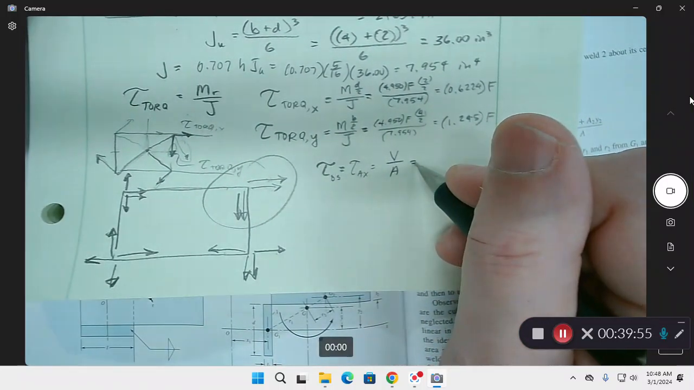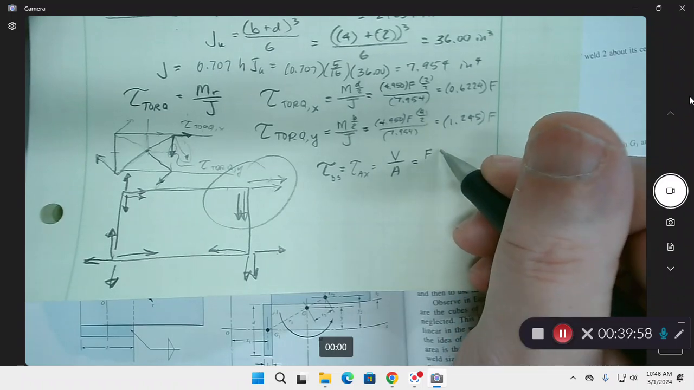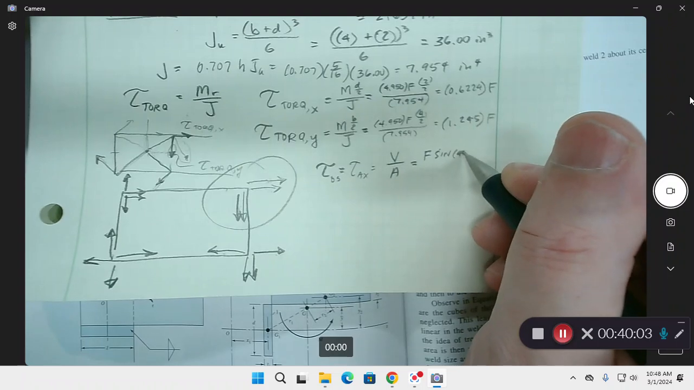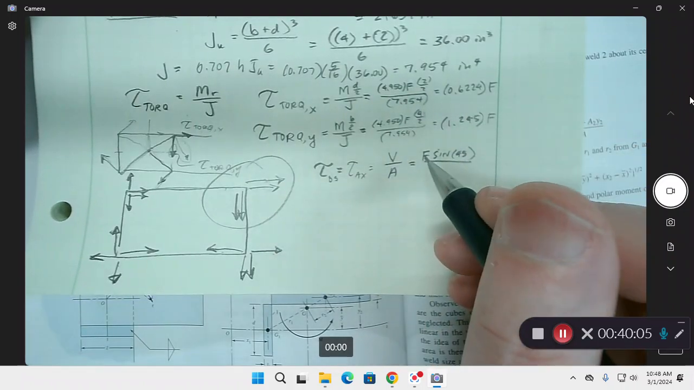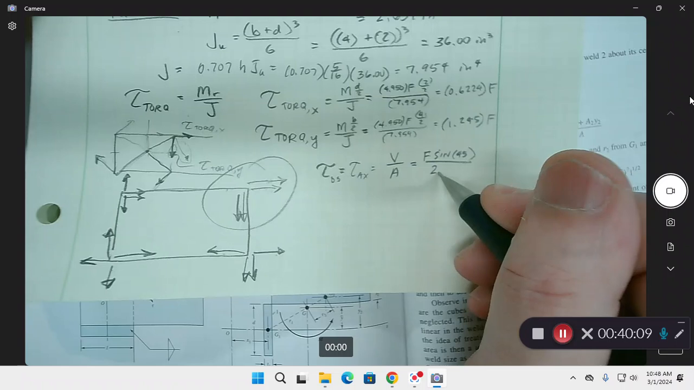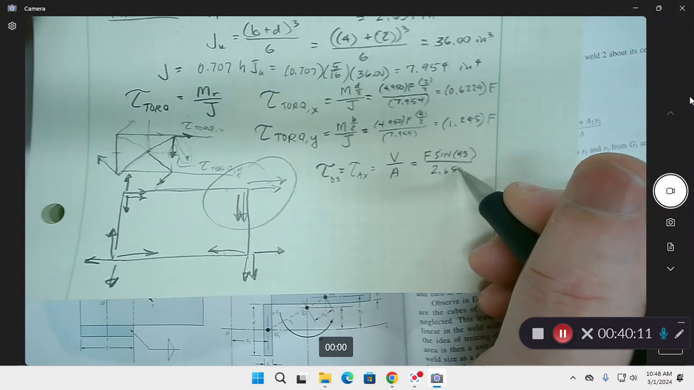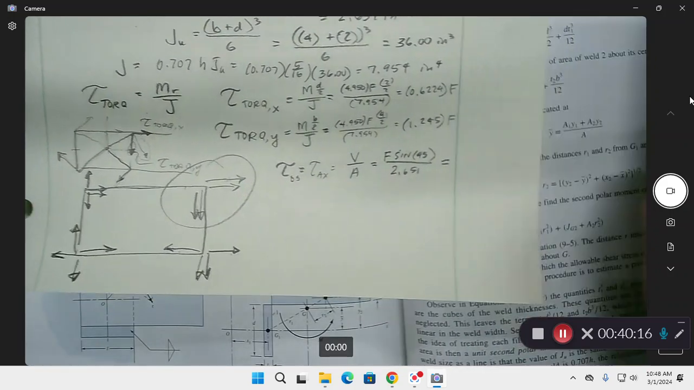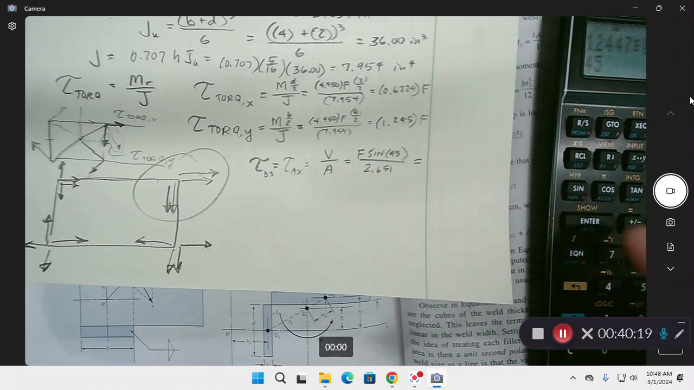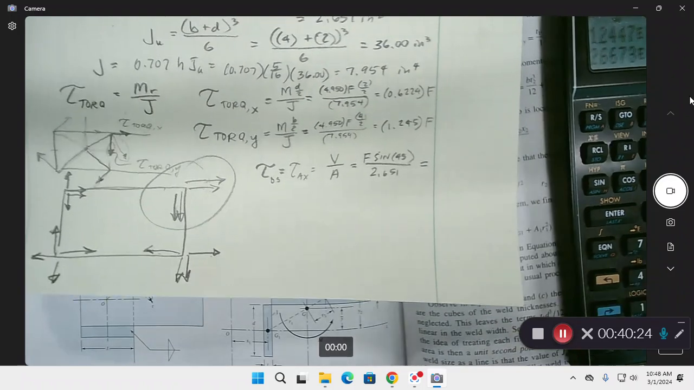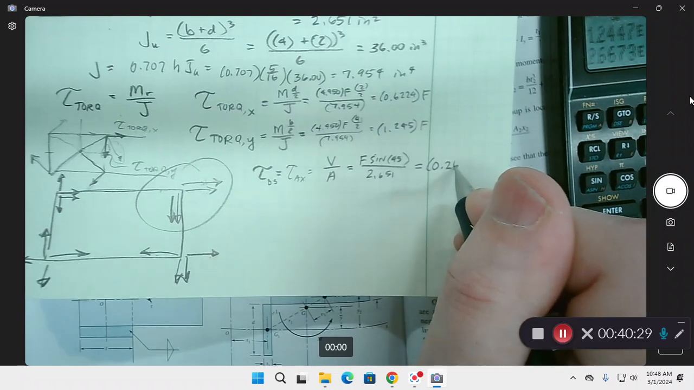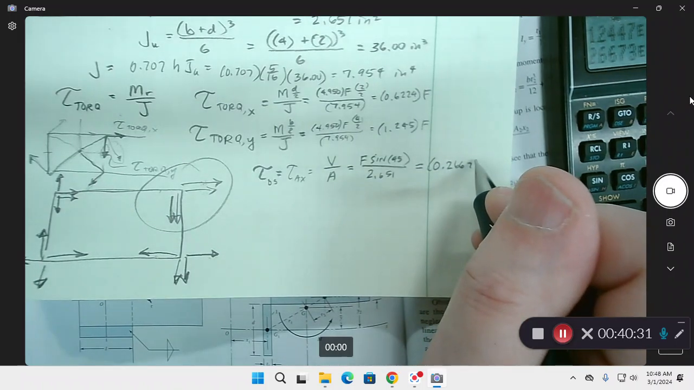So what we could do is put F times sine of 45, divided by A, which was 2.651. So we get sine 45 over 2.651, and it's smaller than those others, 0.2667 F.